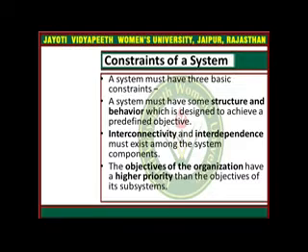Now come to the constraints of a system. A system must have three basic constraints. A system must have some structure and behavior which is designed to achieve a predefined objective. Second, interconnectivity and interdependence must exist among the system components. Third, the objectives of the organization have a higher priority than the objectives of its subsystems. For example, traffic management system, payroll system, automatic library system, human resources information system, etc.